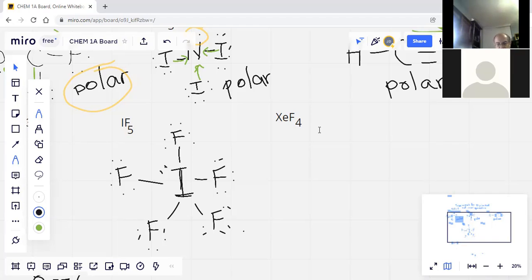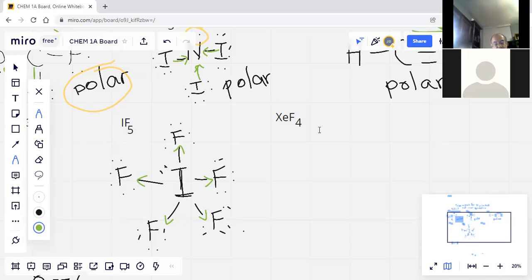But again, if all I want to know right now is whether this molecule is polar or non-polar, I'm going to ask again: are there any polar bonds in this molecule? And the answer is, well, actually, yes. All of these bonds are going to be polar, and they're pointing towards the fluorines.